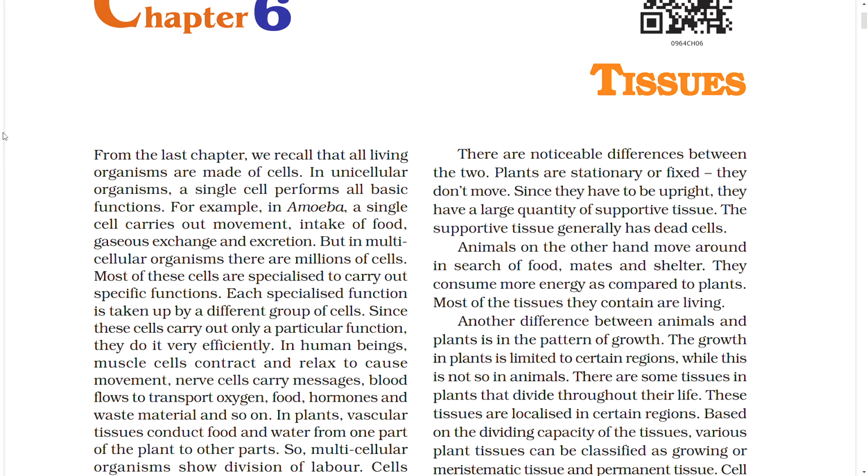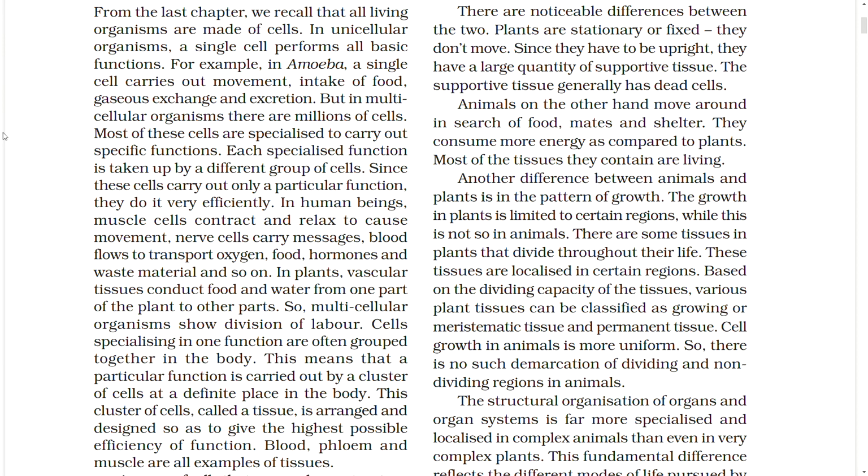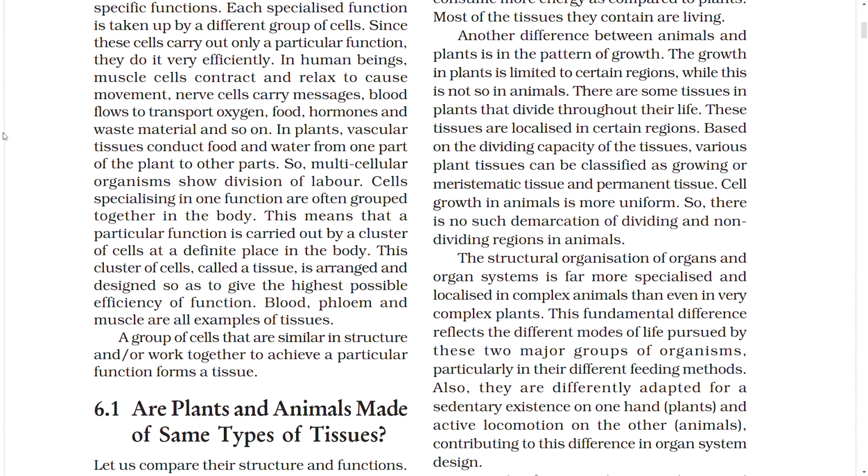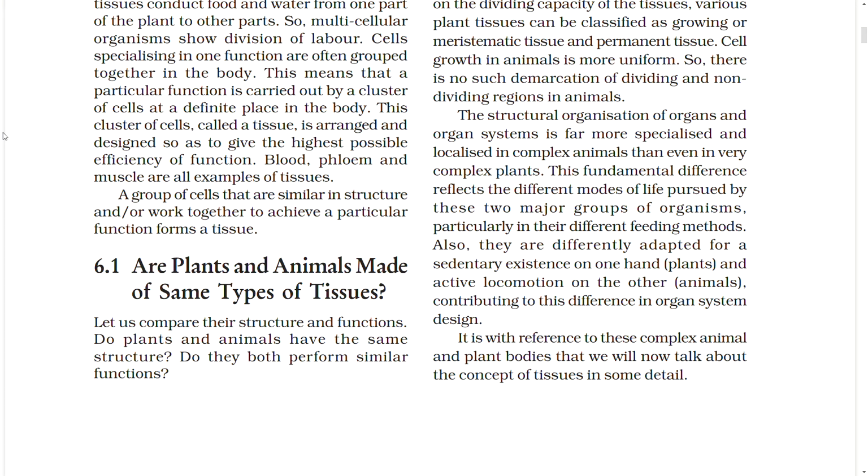These tissues are localized in certain regions. Based on the dividing capacity of the tissues, various plant tissues can be classified as growing or meristematic tissue and permanent tissue. Cell growth in animals is more uniform. So, there is no such demarcation of dividing and non-dividing regions in animals. The structural organization of organs and organ systems is far more specialized and localized in complex animals than even in very complex plants.